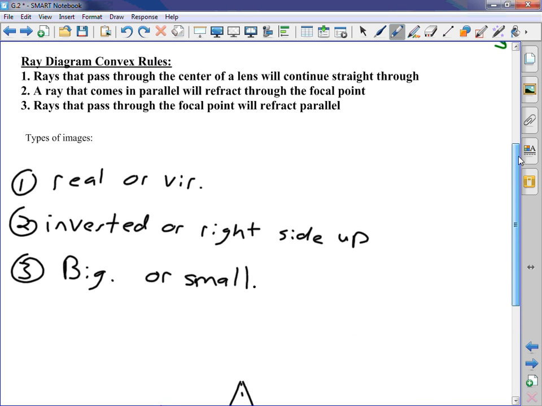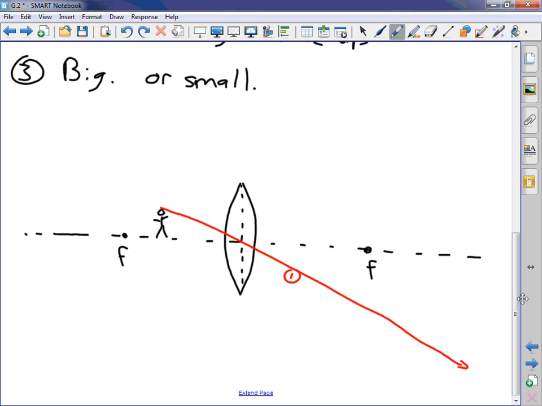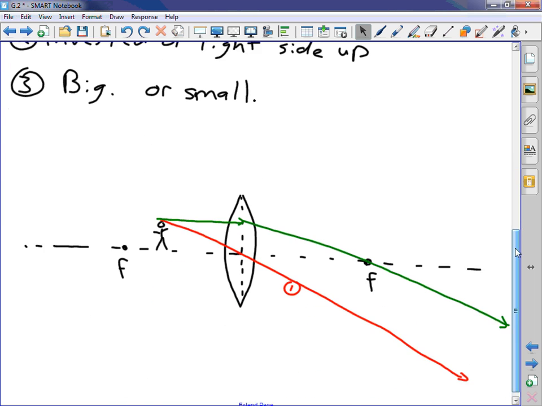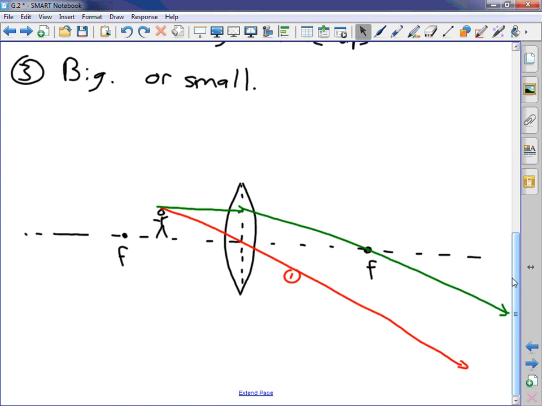A ray that comes in parallel to the principal axis will refract through the focal point. Okay, I'm starting to see a problem. I think you'll pick up on this here in a moment. And a ray that passes through the focal point will refract parallel. Now, I have kind of an issue, right? I need to go through this focal point to make it come out parallel, but it's on the inside of it. Here's how this works.